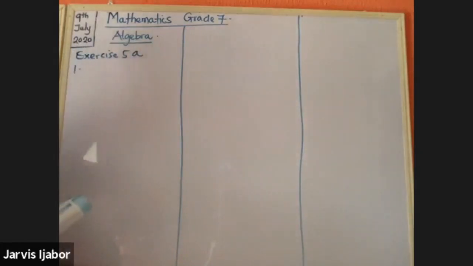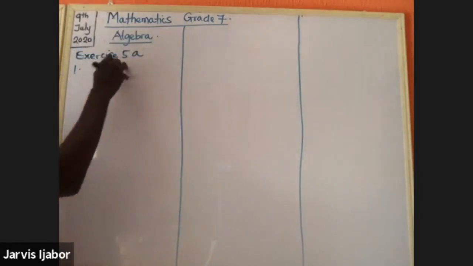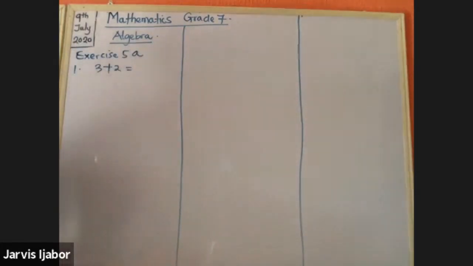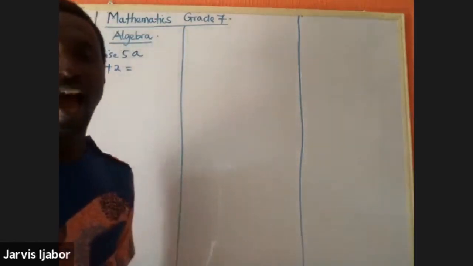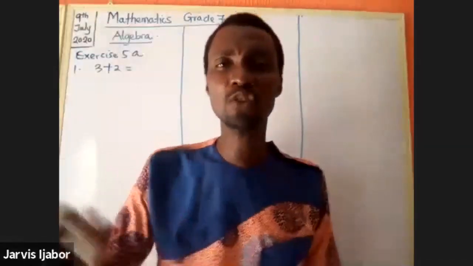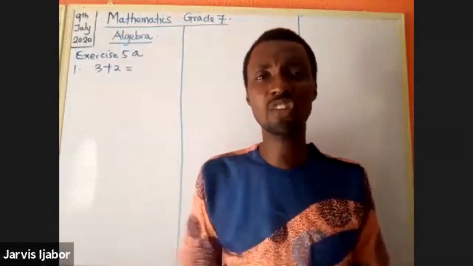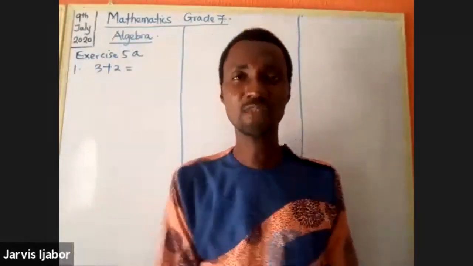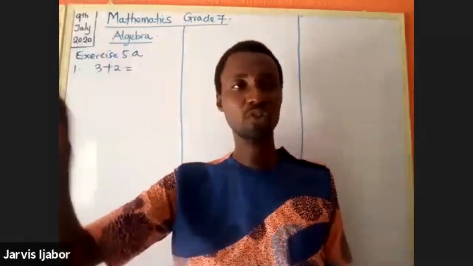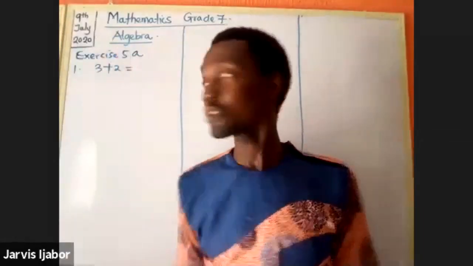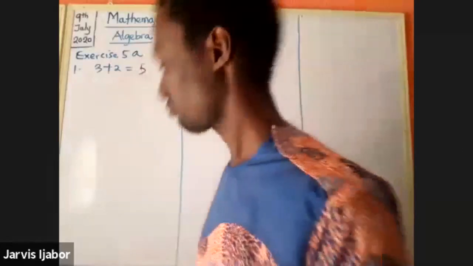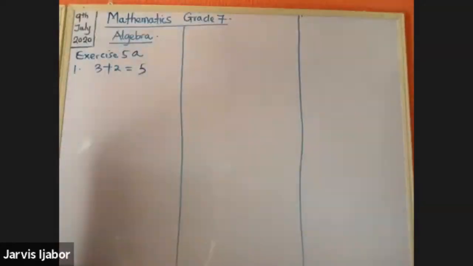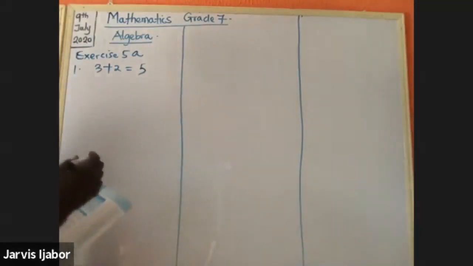Question 1 says 3 plus 2. What's the answer? 5. How do you know it's 5? 3 plus 2 means start from 3, count 2 more steps. So 3, 4, 5. So the answer is 5. If you think in that regard, you'll be able to solve the questions quickly.